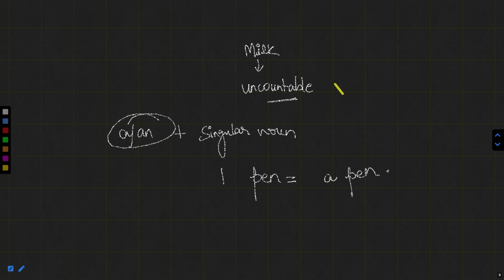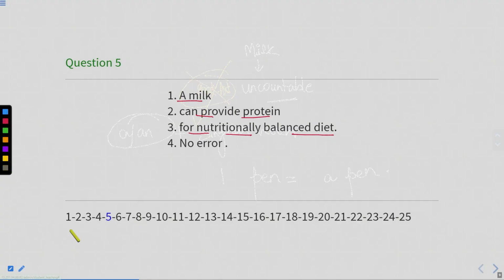Therefore this milk is uncountable, and before any uncountable noun we cannot use indefinite articles. We do not use an indefinite article before an uncountable noun. So here in this sentence, milk is an uncountable noun, so we need not write a over here. Milk can provide protein for nutritionally balanced diet. So a should be removed from here. Now it is not the question whether we can use any other article before it or not. We simply know that a is incorrect before the word milk.